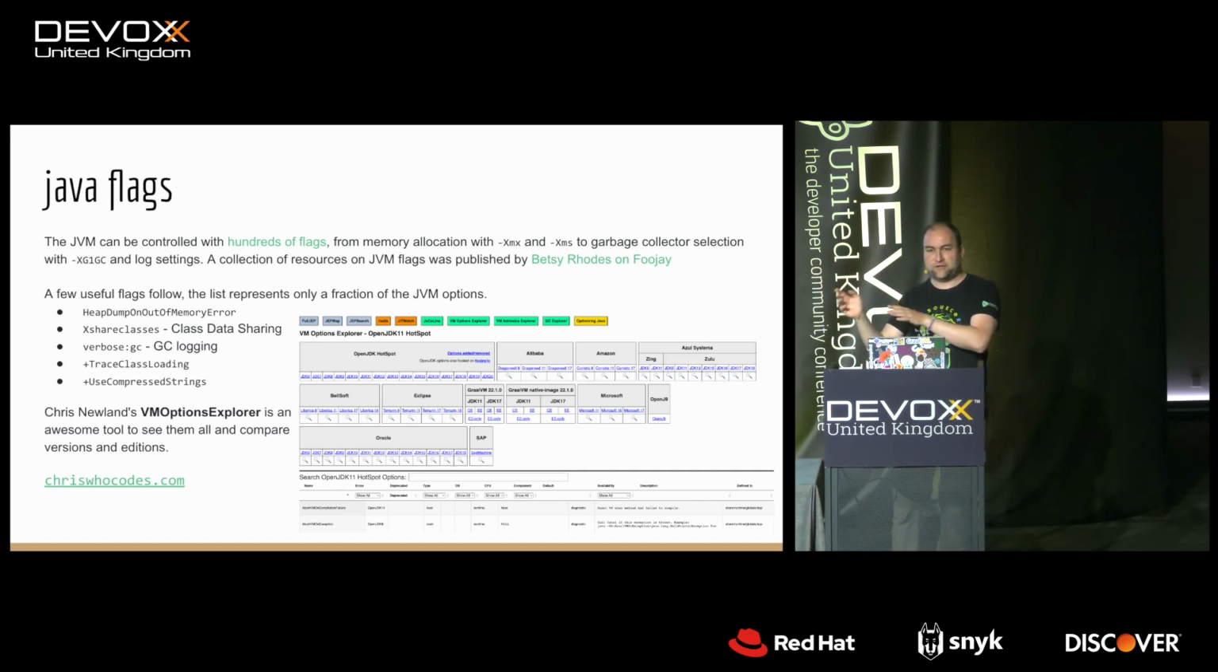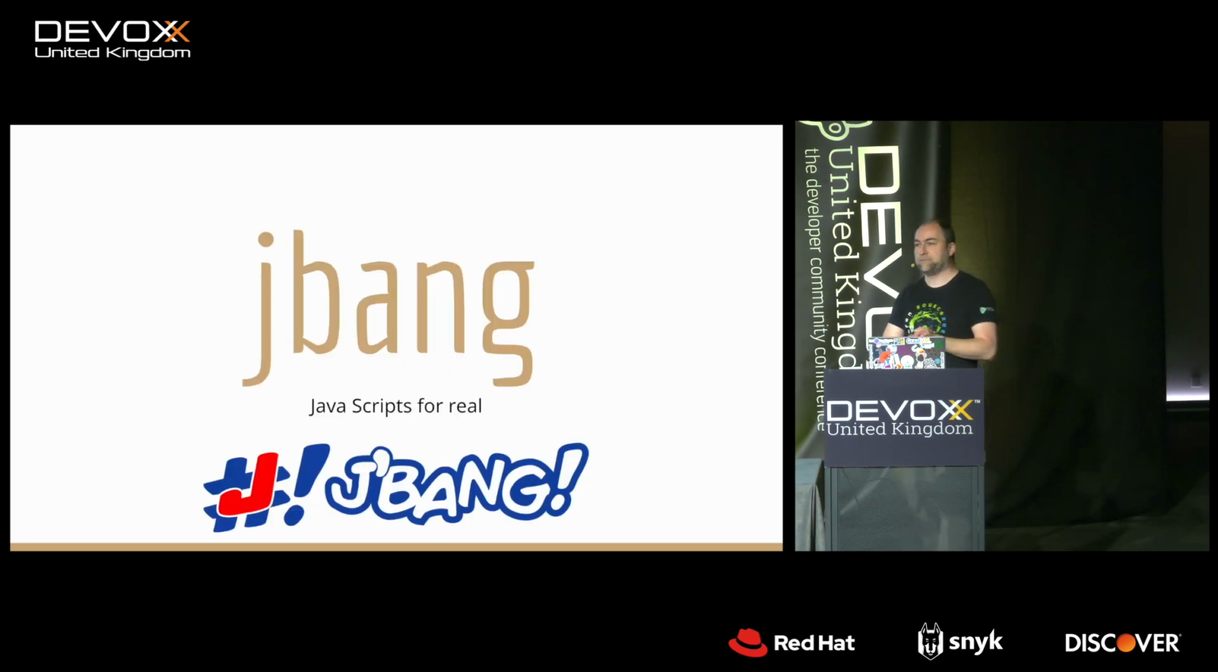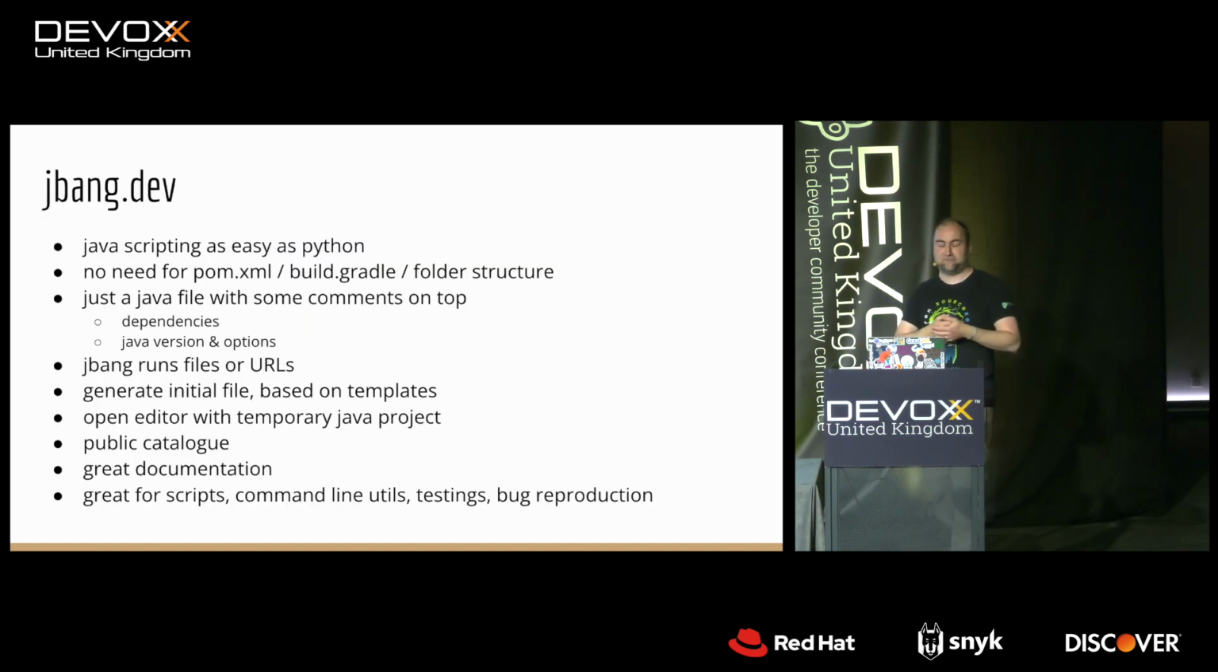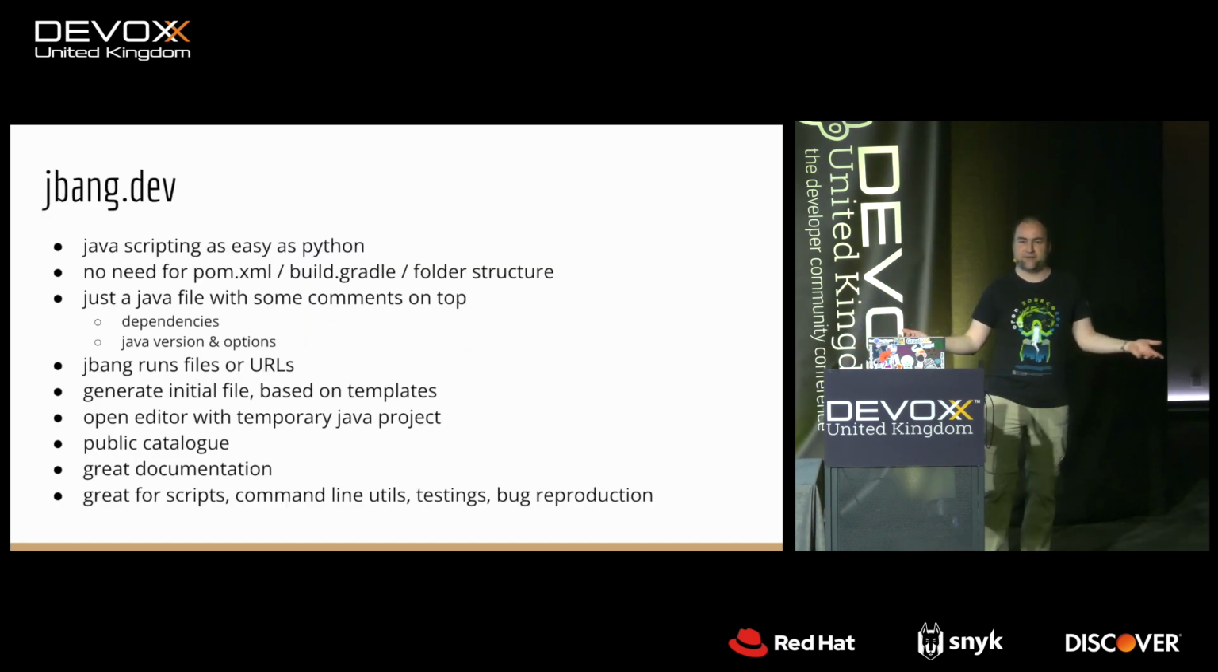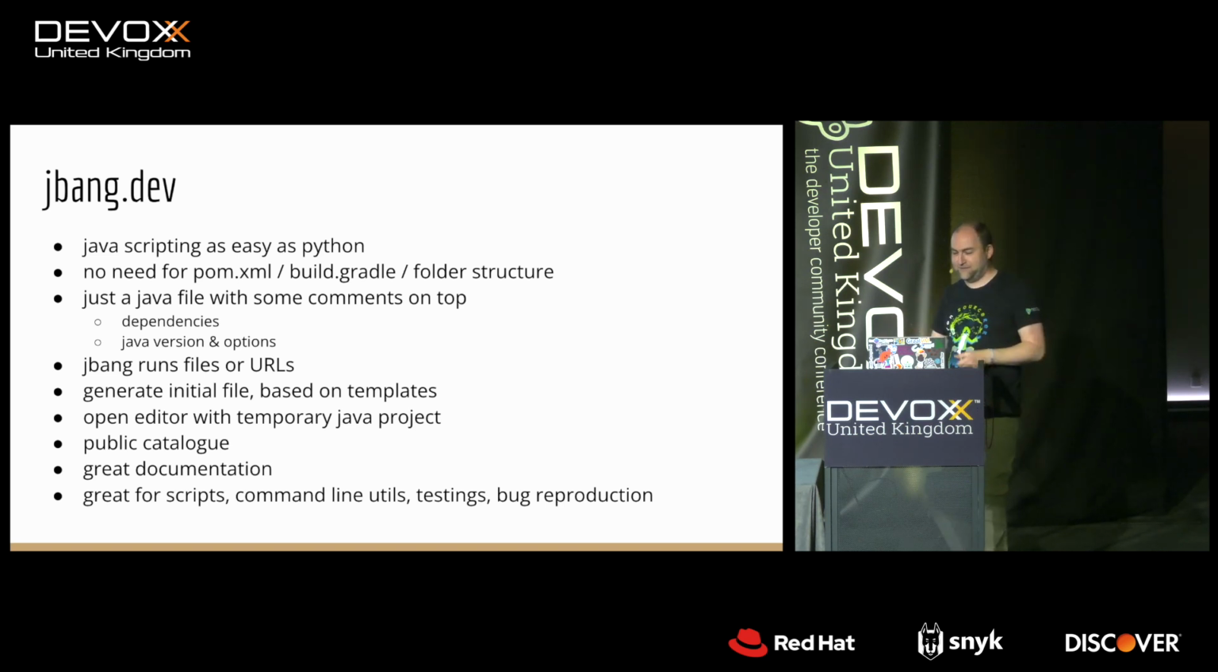For every version, you can also see the differences between versions, what was added in new versions, and so on. Okay, now the real tool for executing Java code is actually JBang, right? Max Anderson created this amazing tool where he said he actually wanted to make Java scripting as easy as Python, which I think is good.